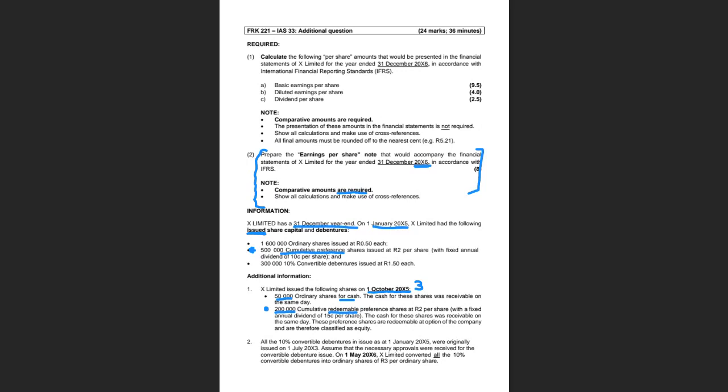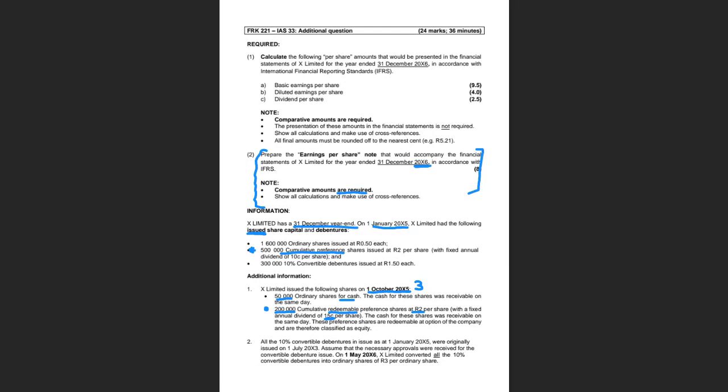Now this becomes important, you see. It says there are 200,000 redeemable preference shares at 2 rand each, so that will be 400,000 rand, and they earn a fixed dividend of 15 cents. So calculate for me the dividend on the cumulative redeemable preference shares, and pop that one into the chat. Right, there we go, someone said 30,000.